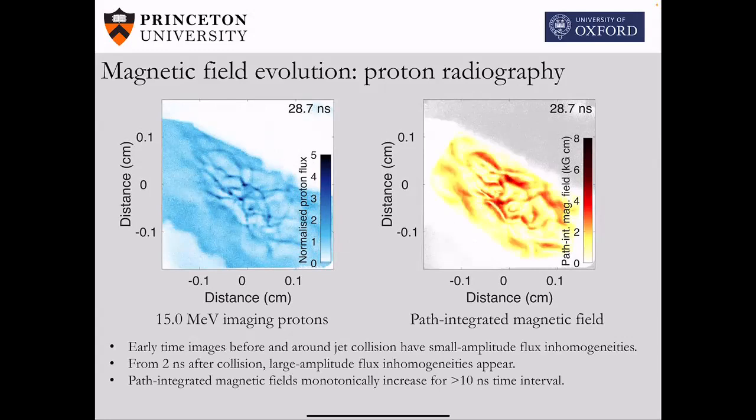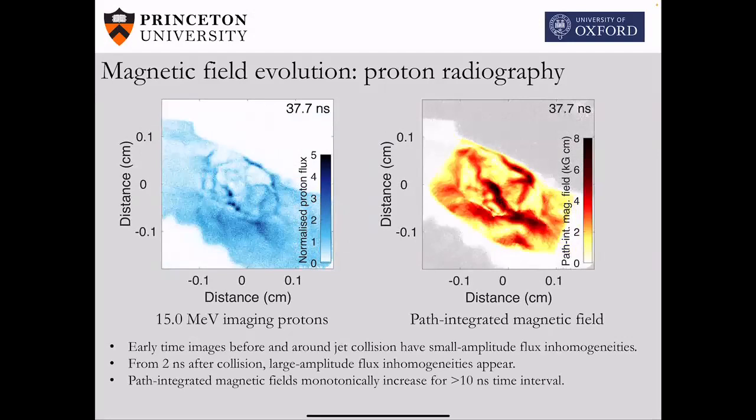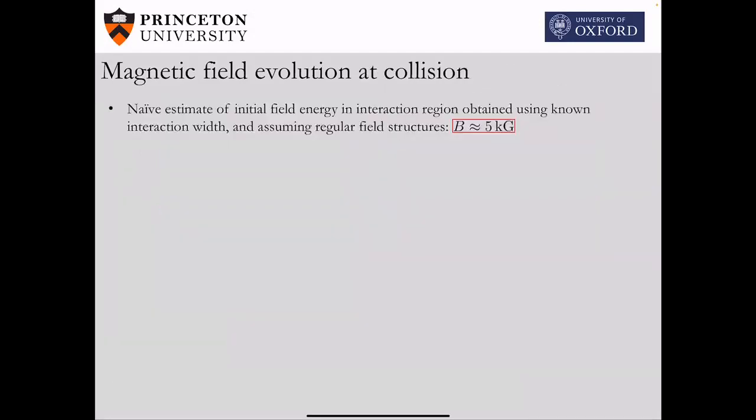Indeed, the path integrated magnetic field strength monotonically increases for a 10 nanosecond interval, as I'm about to show here. So those are the path integrated magnetic field measurements in the proton images. Now we'd like to go one step further and actually try to back out some information about the magnetic field itself rather than the path integrated field.